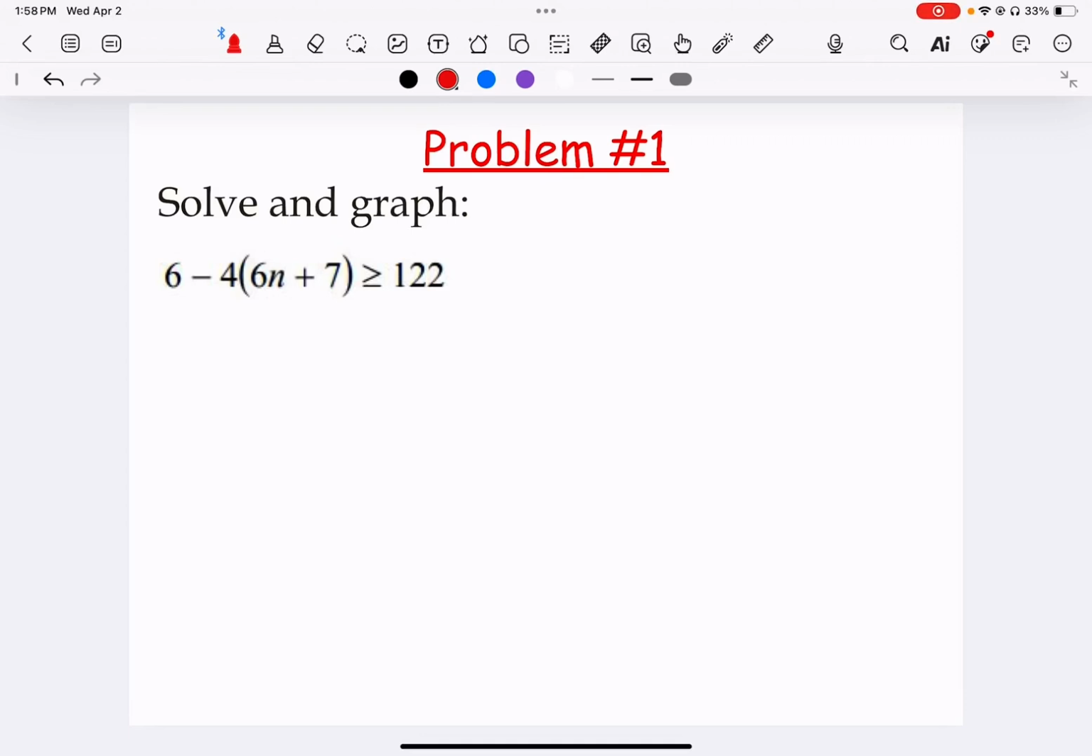This lesson is going to be on solving inequalities by combining like terms. To solve this first problem, I want to get rid of my parentheses first. So I always distribute first to get rid of my parentheses.